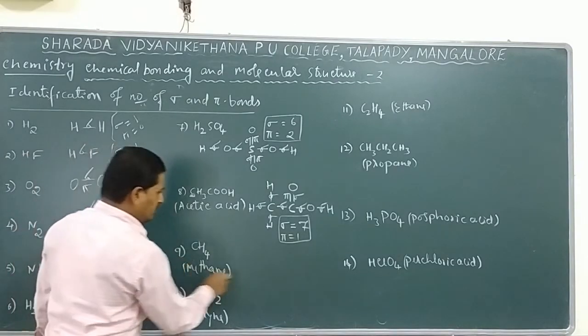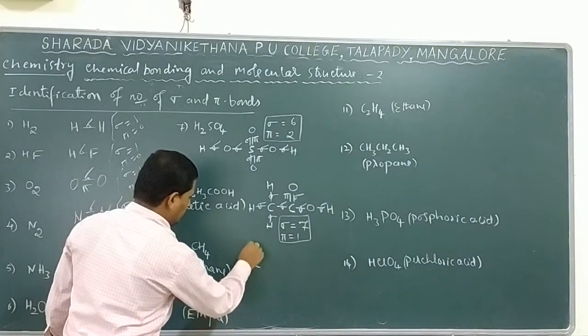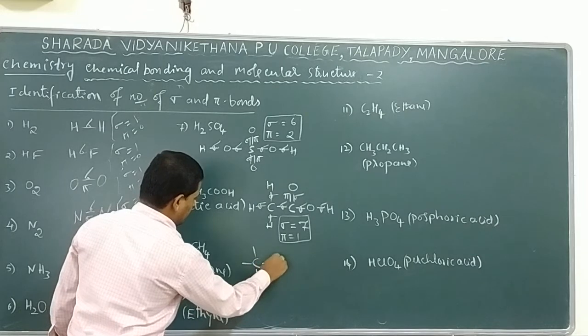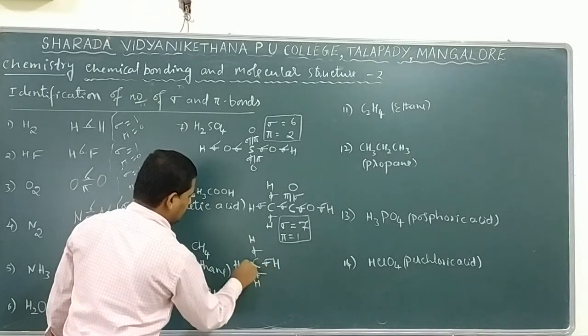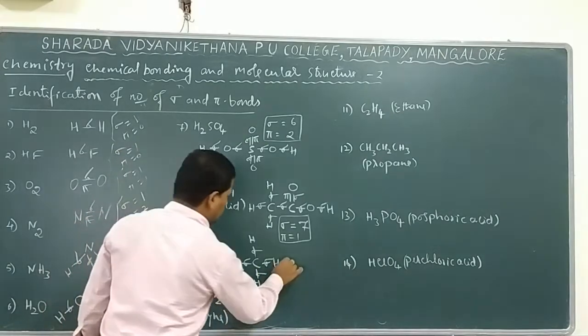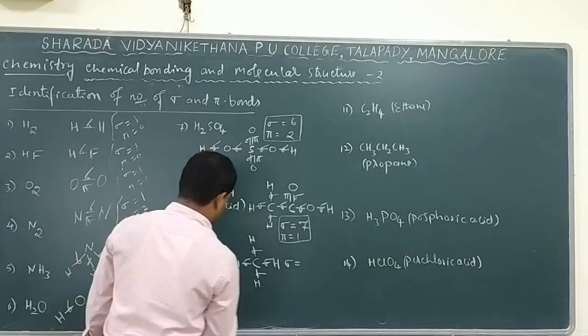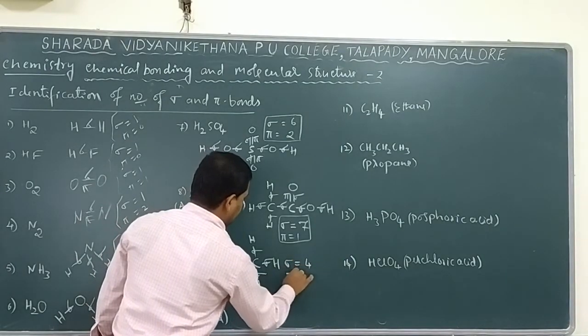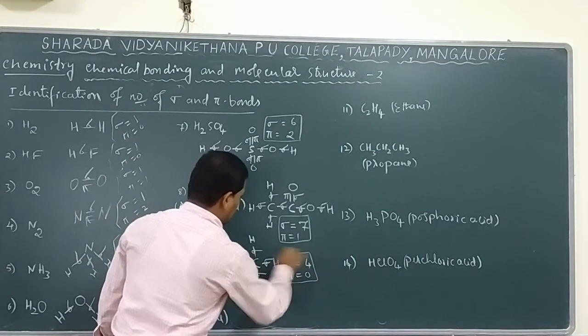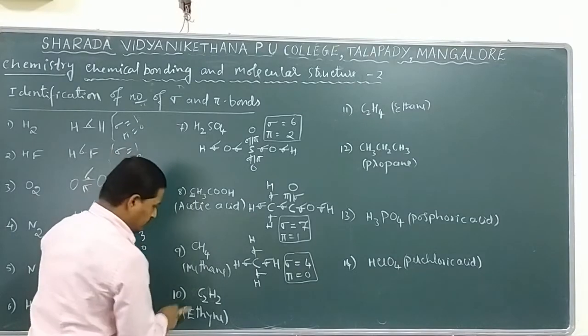And if you go for methane, a carbon atom with 4 hydrogen atoms is bonded. Here all these single bonds are sigma bonds and there is no pi bond. So the number of sigma bonds present in the methane molecule, CH4, is 4, whereas pi bonds are 0. Similarly, for the ethyne molecule, this is ethyne.